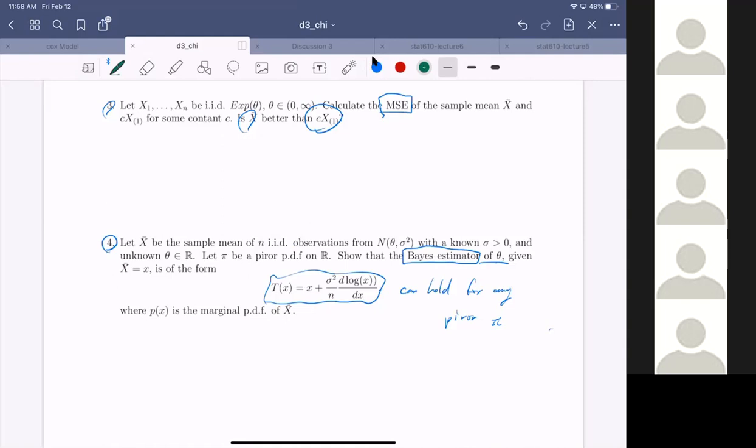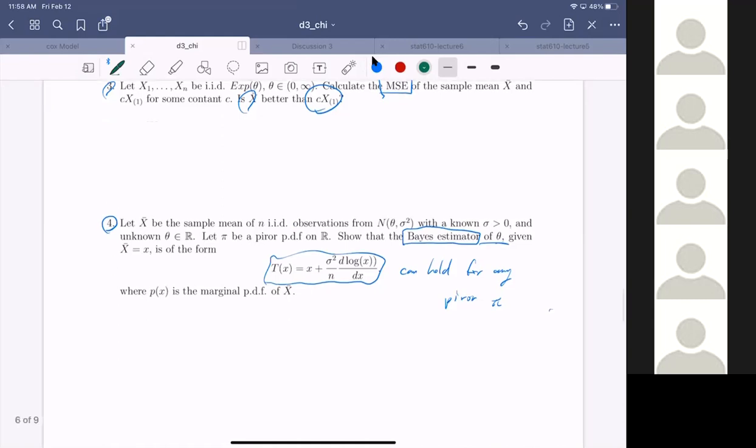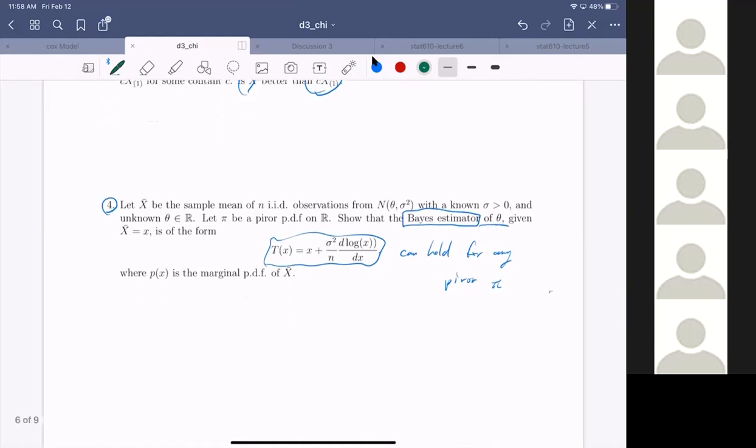Where is P of X in the formula? What is that? Okay, this one. Okay, so sorry, here's P. This is a typo. PX is the marginal distribution of X bar. So it's the log of P of X in the formula? Yes, it's not PX. Okay.